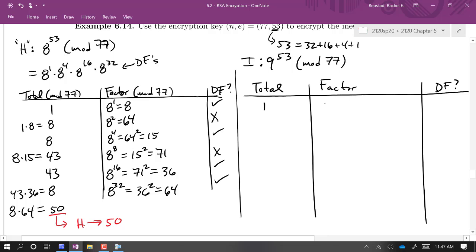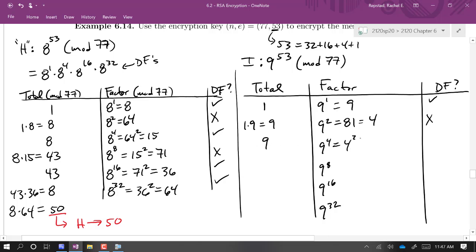My total always starts at 1. I can kind of start writing out my factors as is. I mean, I know how high I need to go. So 9 to the 1st is 9. That is a desired factor. 1 times 9 is 9. 9 squared is 81. Probably don't need the program to figure out that 81 is 4 more than 77, so this is 4 mod 77. 9 squared is not a desired factor, so our total holds at 9.